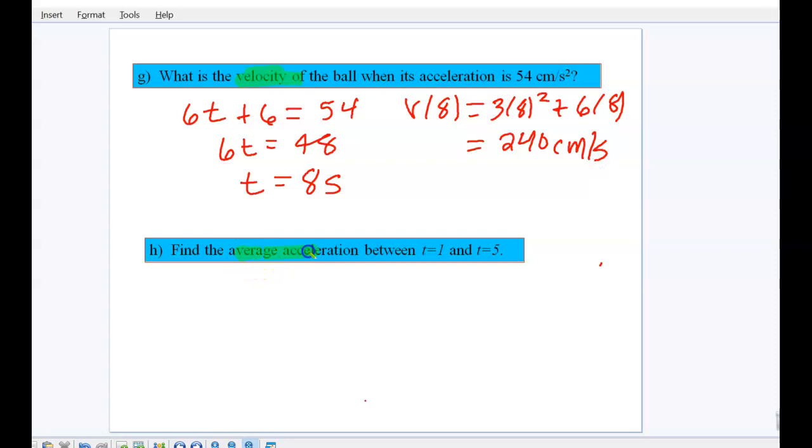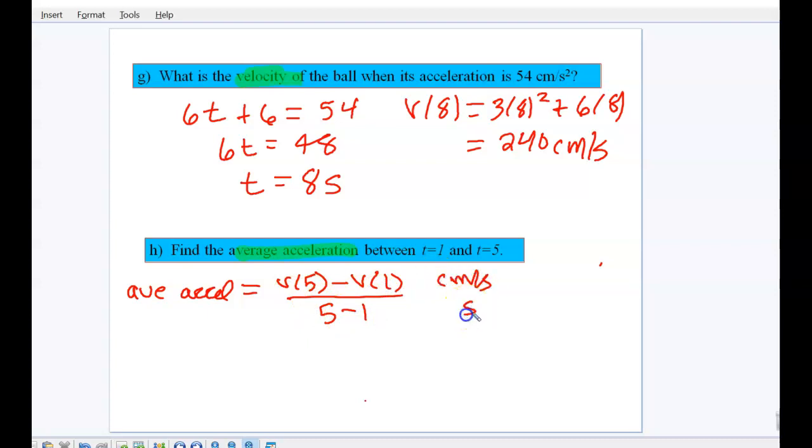Now the last question, we're asked to find the average acceleration between 1 and 5. Again, to find average acceleration, because it's average, it's a difference quotient. It would be the velocity at 5 minus the velocity at 1 over 5 minus 1. Again, this would be in centimeters per second. This would be in seconds, so my unit would be centimeters per second squared. So that's one way to check if you have your formula set up correctly.